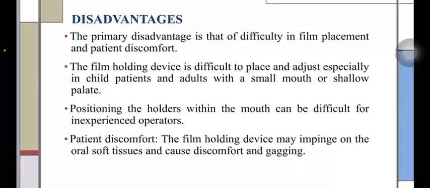Disadvantage is that placement of the film is difficult and causes discomfort to the patient. It is difficult to place the film, especially in cases of children, and within the mouth, it is difficult to place for inexperienced operators.